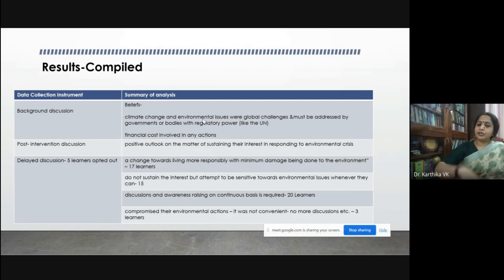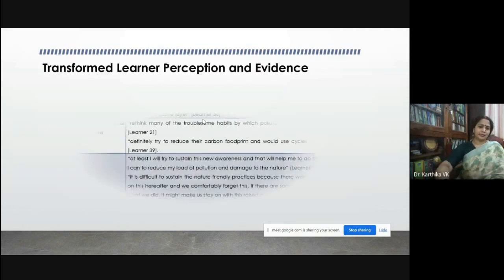Discussions and awareness raising on a continuous basis is required was the comment made by 20 learners, because they say that if such engagement is continuously happening, then yes, we might have this sustained. And 3 learners compromised their environmental actions. It was not convenient. No more discussions, therefore we didn't have anything. So we live like how we used to live. So that 5 plus 3 was a disappointment, but there is some hope from at least 17 learners who are still practicing and 15 learners who may practice it if there is some kind of continuous engagement with these things.